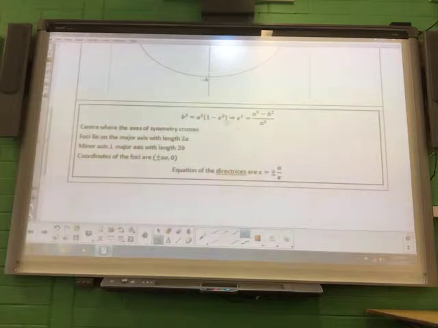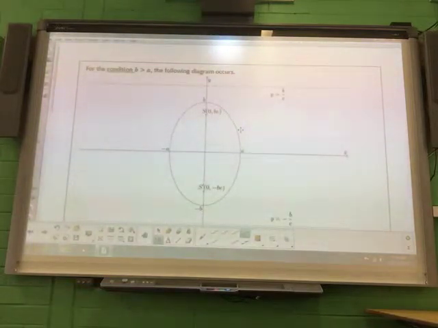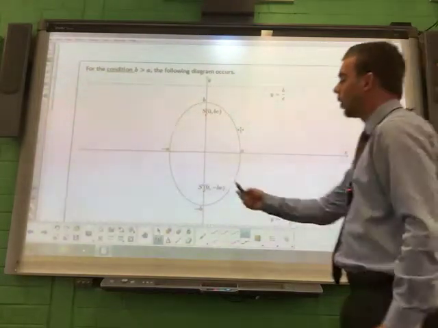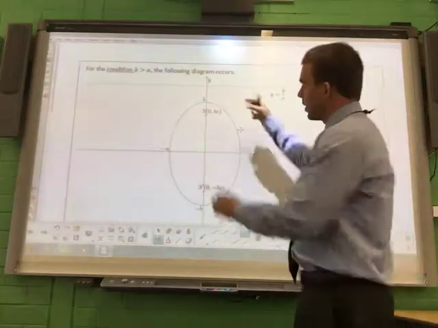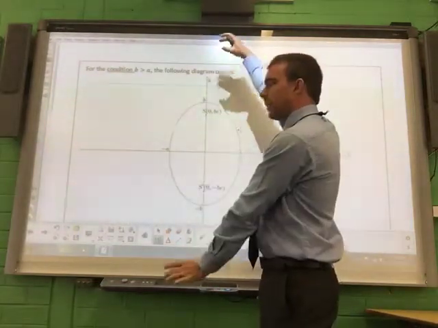So there's our condition, that's our relationship between a, b and e, and all the information for the foci and the directrices is in your notes. When the number underneath y is bigger than the number underneath x, the foci lie on the vertical axis and the ellipse will stretch out this way.